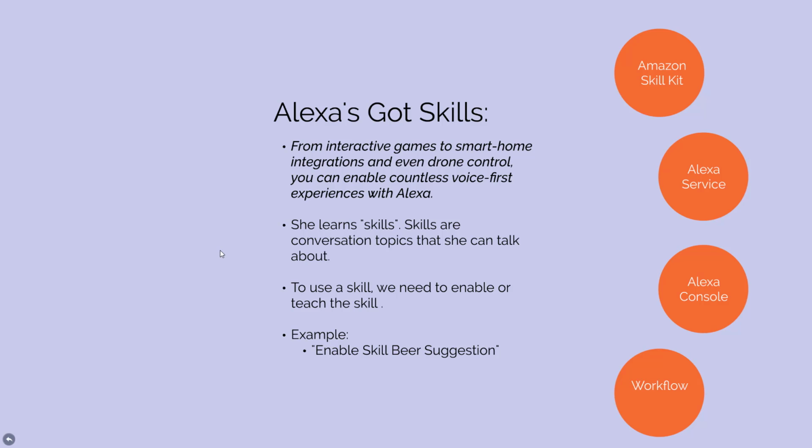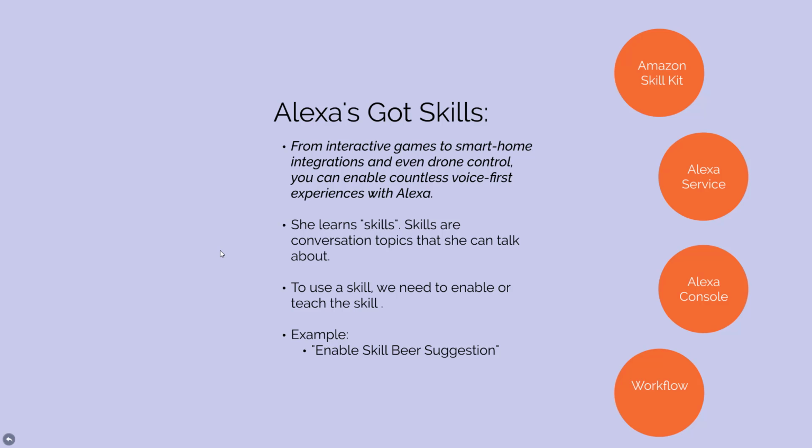And the way these conversations basically happen is she learns skills. And skills, I tend to think of them as conversational topics that she can basically talk about. So to use a skill, we have to enable it, and we have to basically teach her it. But it's pretty simple to do that. It just requires a simple command. So in this example, you can see enable skill beer suggestion. That's actually a way that we can teach Alexa how to start talking about beer suggestions.